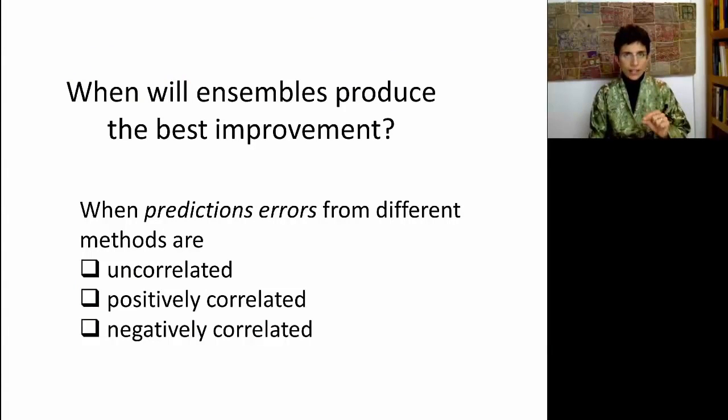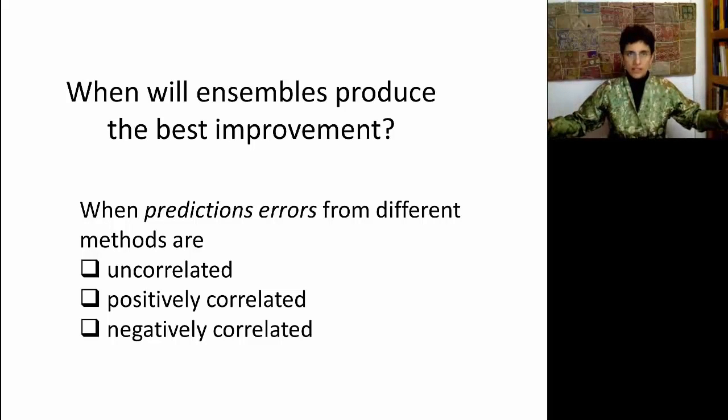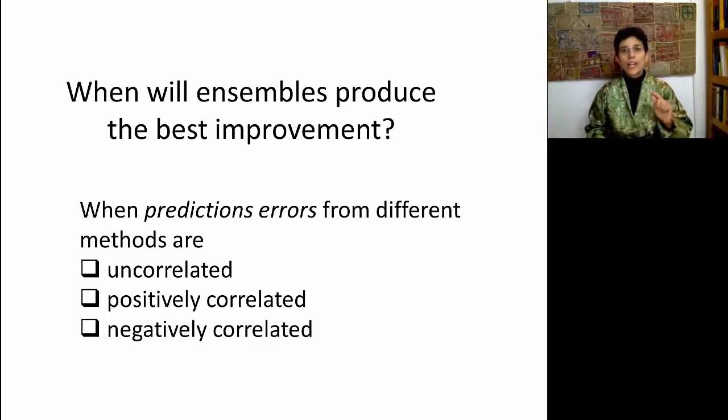Finally, the trick here is to think about the prediction errors. They will determine how much better you'll do in an ensemble compared to an individual classifier. So if we're looking at prediction errors that are resulting from different methods, when do you think you'll get the best improvement? When they're uncorrelated? When they're positively correlated? Or when they're negatively correlated? This is the question that we're going to discuss on our forum this week.